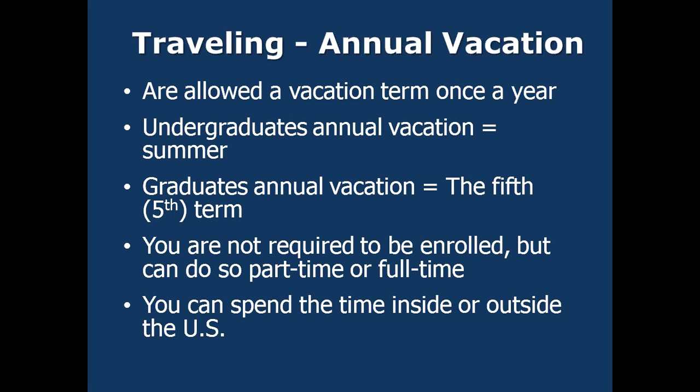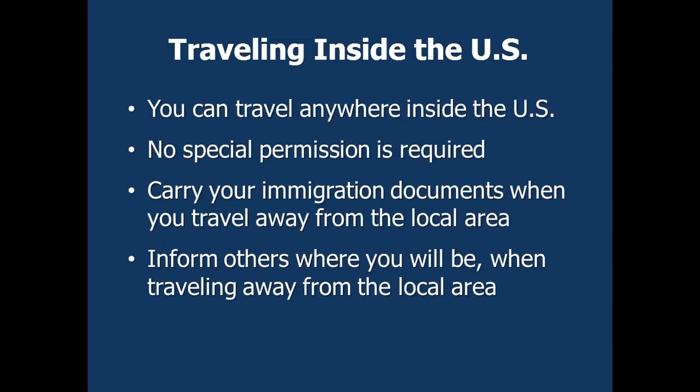They must have completed 4 consecutive terms before they can have a vacation in their 5th term. Therefore, graduate students typically have their vacation term in their 5th term. During annual vacation, students are not required to be enrolled, but they can do so if they wish, or they can just be enrolled part-time. Annual vacation can be spent inside or outside the United States.